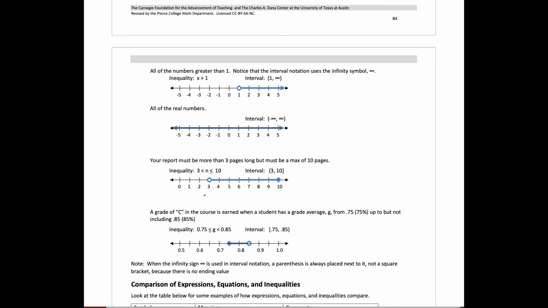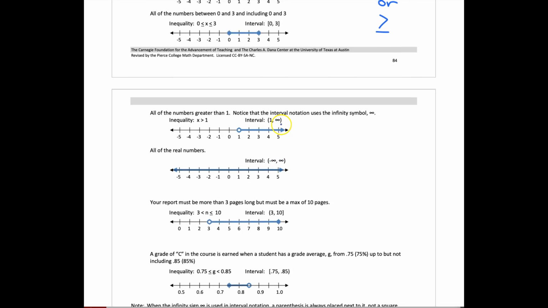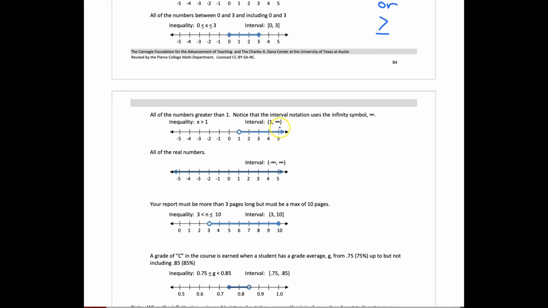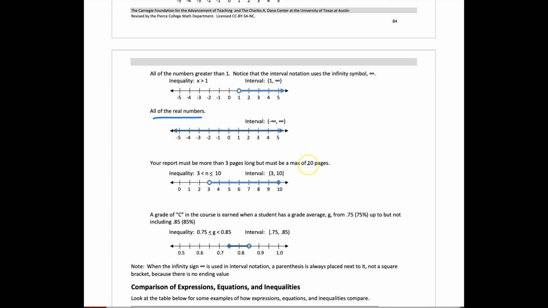And then there are situations where you have infinity symbols. I want all the numbers bigger than 1. Notice the arrow goes on, so we use positive infinity. If I want every number, we would say negative infinity to positive infinity. That's another technical way of saying I want all the numbers. I'm thinking of all the numbers from negative infinity to positive infinity. There's nothing in between, meaning there are no gaps. We want all the numbers, and that's the way you would show that.